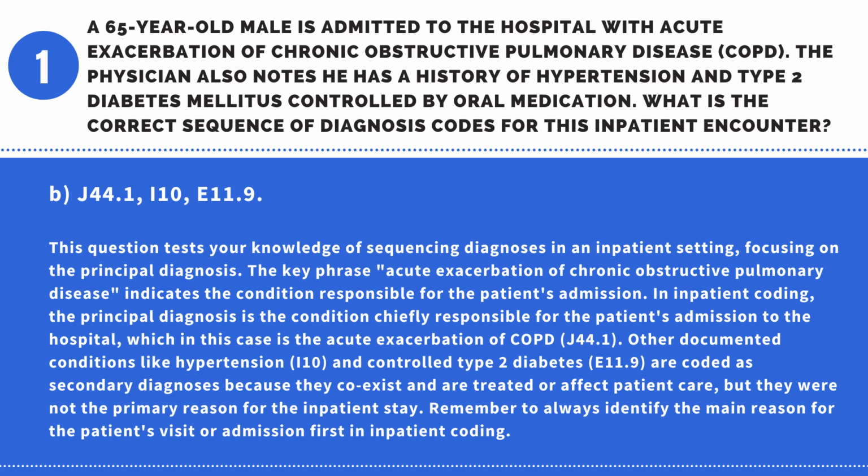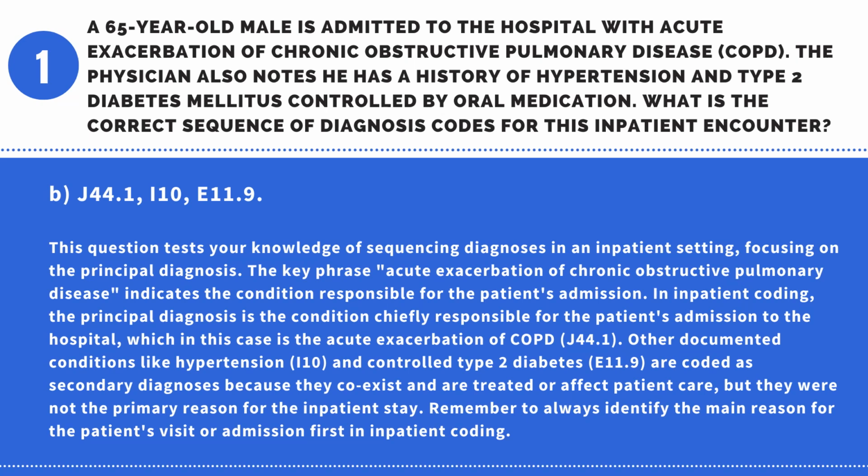This question tests your knowledge of sequencing diagnoses in an inpatient setting, focusing on the principal diagnosis. The key phrase acute exacerbation of chronic obstructive pulmonary disease indicates the condition responsible for the patient's admission. In inpatient coding, the principal diagnosis is the condition chiefly responsible for the patient's admission to the hospital, which in this case is the acute exacerbation of COPD, J44.1.